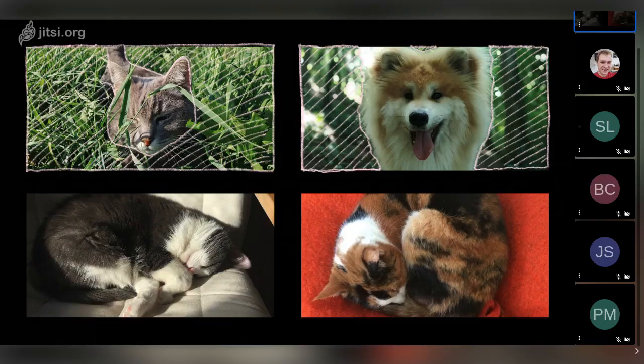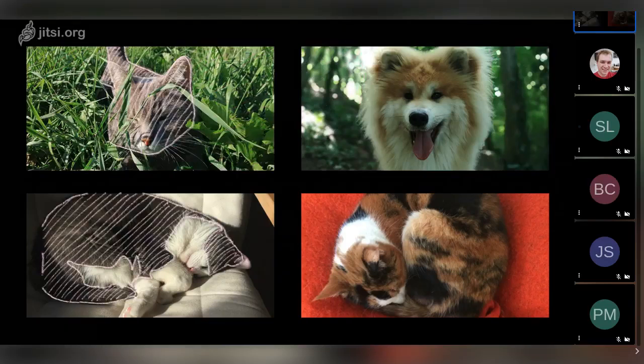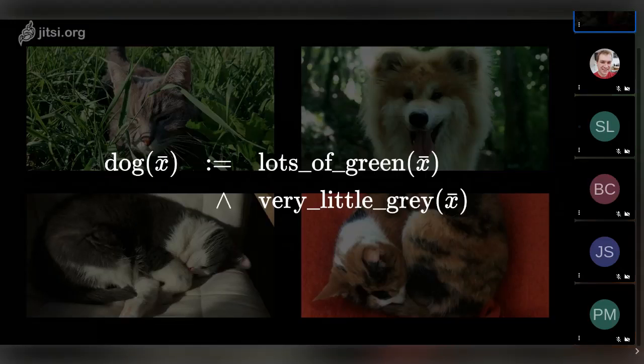So maybe we just need to add a second feature. One thing I noticed is that 2/3 of all cats have gray fur, but dogs never have gray fur. So we could use that, for instance. And then we could write down what it means to be a dog. Based on what we've seen so far, I feel fairly confident in saying that a dog is something with lots of green and very little gray. I think that really cuts to the core of what it means to be a dog.